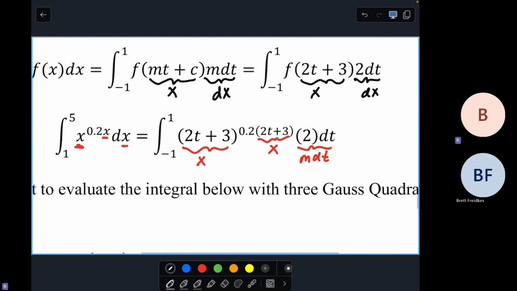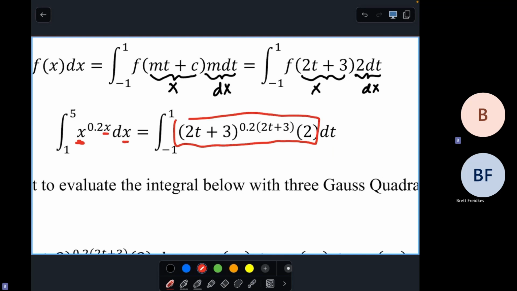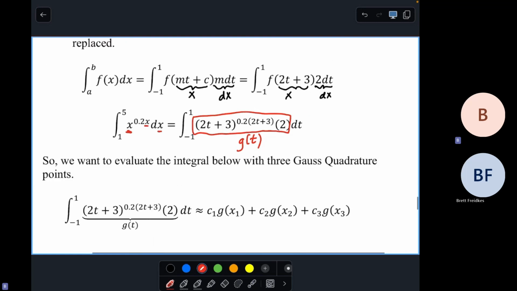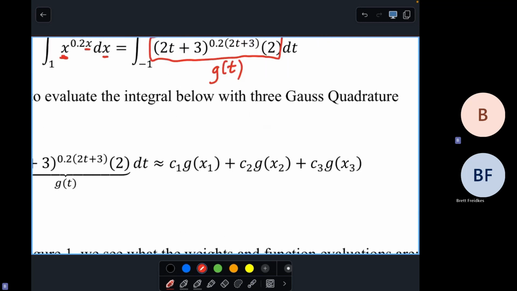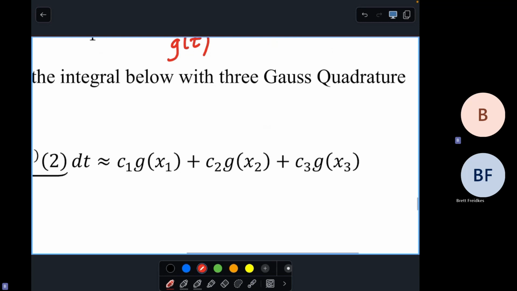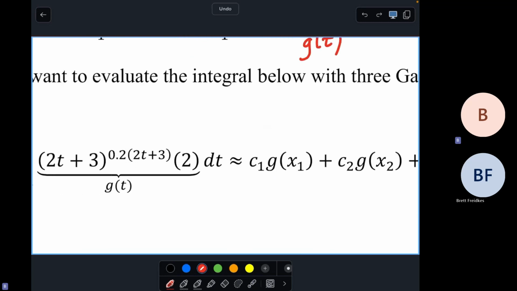Okay. So now that we have this integral, this is g of t. This whole thing, including the 2, this is g of t. Now I can use the tables because I have my bounds set up correctly. So if I want to do a 3-point Gauss quadrature, I will write this as C1 g of x1 plus C2 g of x2. These are all rectangles, where we're using this new function as our height of our rectangles. Do you see that?